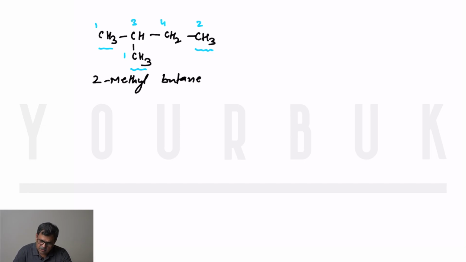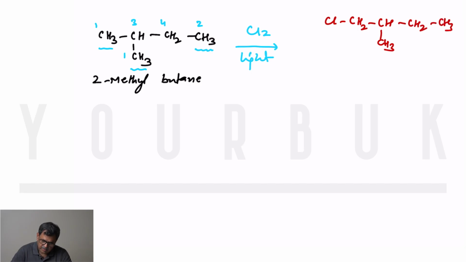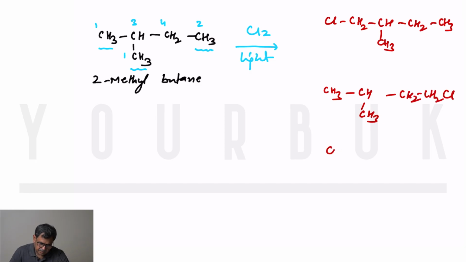So when you perform chlorination in the presence of light, it will produce 4 products. And these are the 4 products obtained. This is number 1, when you replace hydrogen from set number 1. This is the second product, when we replace hydrogen from set number 2. And this is the third product, when you replace hydrogen from set number 3. And this is the fourth product, when we replace hydrogen from set number 4.